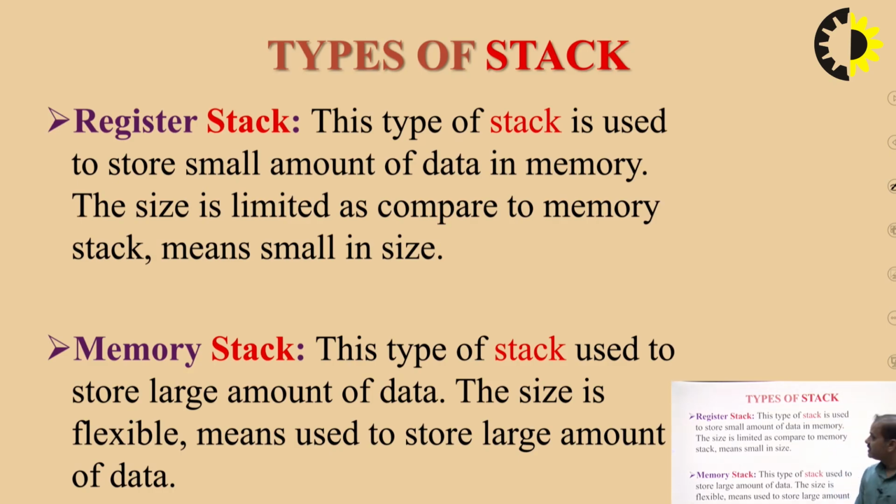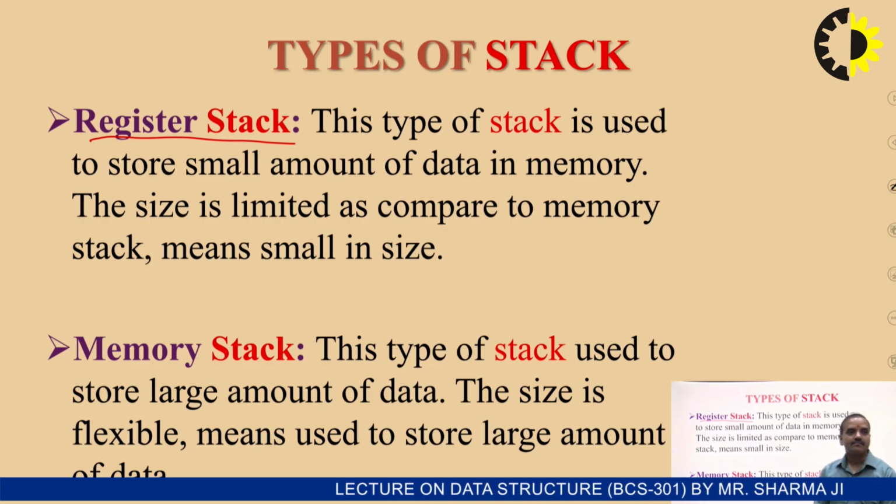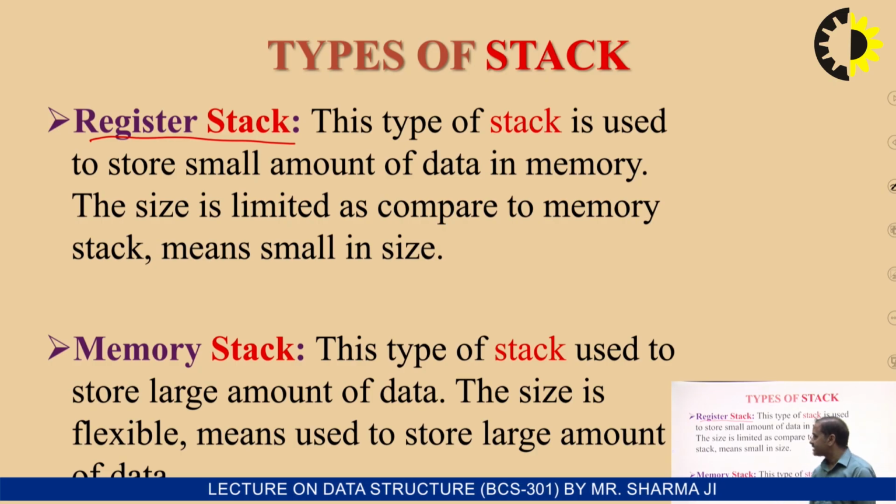This is the type of stack. First, we talk about the register stack. This type of stack is used to store a small amount of data in memory. If we want to store a list of 100 students or a list of 1000 students, then we use a register stack. Basically, the register stack is used to process operating system data. That means if there is a predefined command inside the memory, then we execute that command using the register stack. The next one is the memory stack.